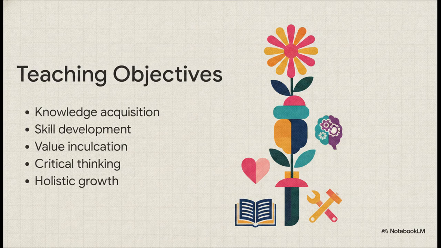Now, because teaching is a systematic science, every process needs clear, goal-oriented targets. You've got to know what you're aiming for. Our source outlines 5 crucial objectives, and they brilliantly build on one another. It kicks off with simple knowledge acquisition, just getting those foundational facts and concepts down. From there, learners need skill development so they can actually apply those facts to solve problems. Next is value inculcation, which promotes ethics, responsibility, and social awareness.